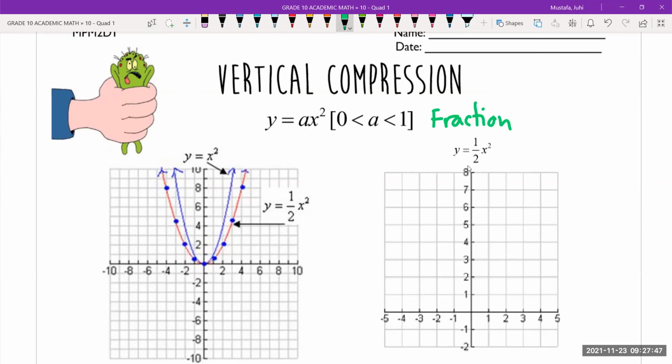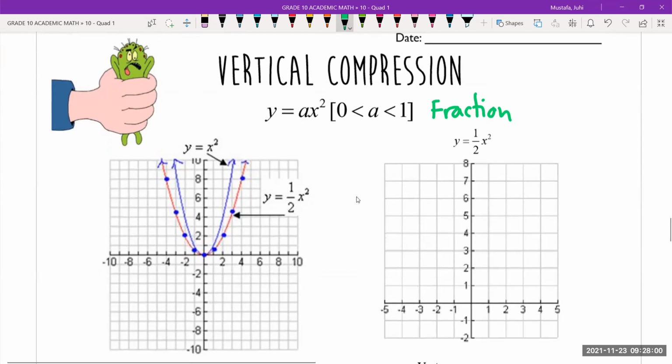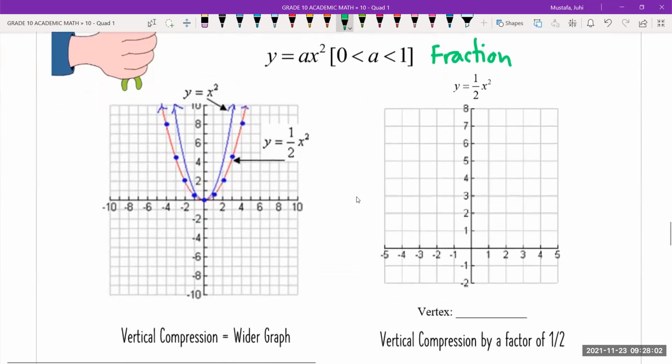Okay, so one more time, a vertical compression means I'm compressing it and the parabola is becoming wider. And how do I know it's a compression? Because the number in front of the x squared is going to be a fraction. It's always a fraction all the time.